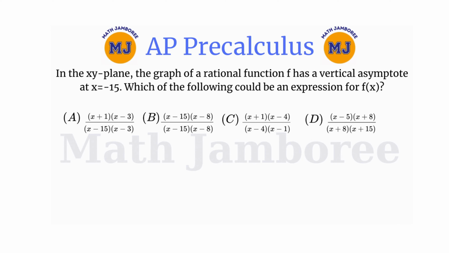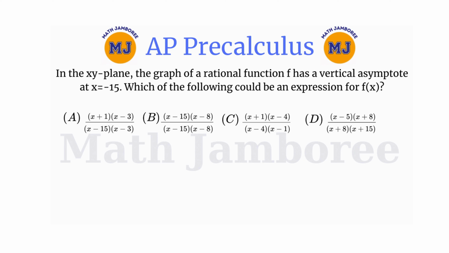In this video, we have another AP Precalculus type of question from the topic of rational functions and vertical asymptotes. Let's solve this question together. In the xy plane, the graph of a rational function f has a vertical asymptote at x equals negative 15. Which of the following could be an expression for f of x?